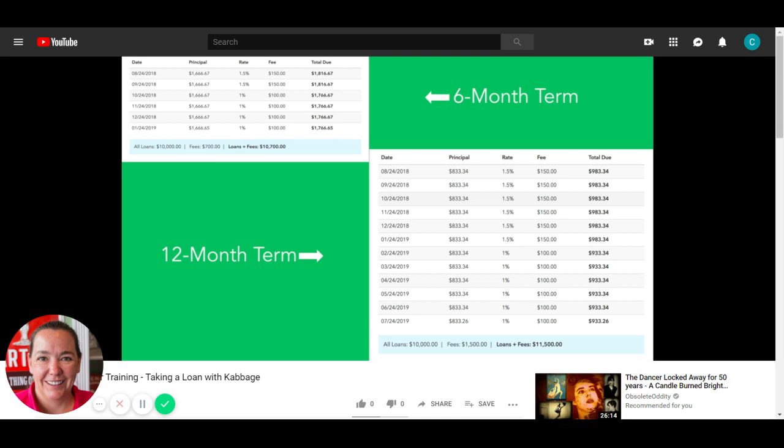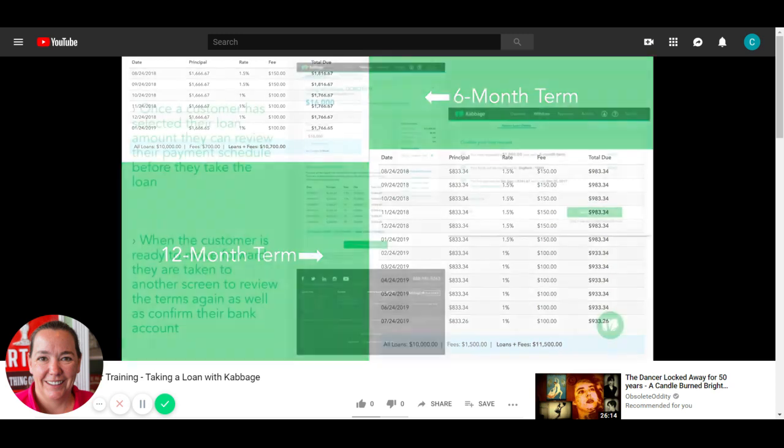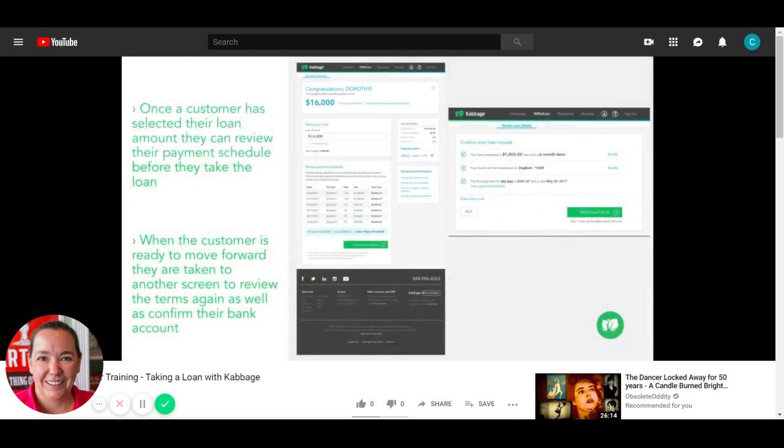In this case, the rate is 1.5% for the first payments and 1% for the remaining payments. You can see here how the principal and the fees equate the total due. Once you have selected your loan amount, you will have this schedule to review, so you will see exactly what the payment amount will be and when the first payment will be due. You will also confirm the bank account that the funds are going to and that the payments will be withdrawn from. You do have flexibility on your payment date once the loan is in place.